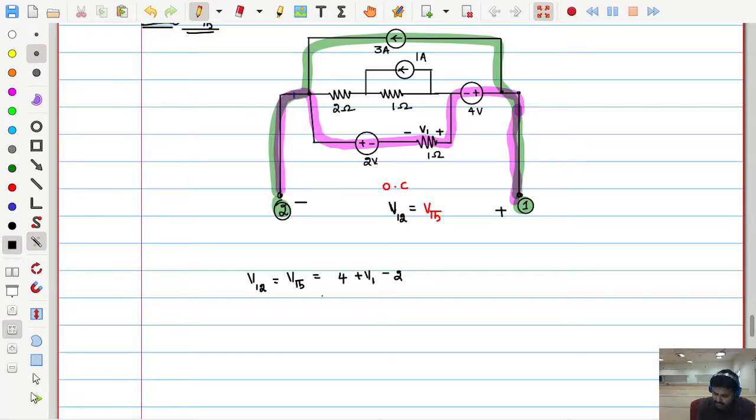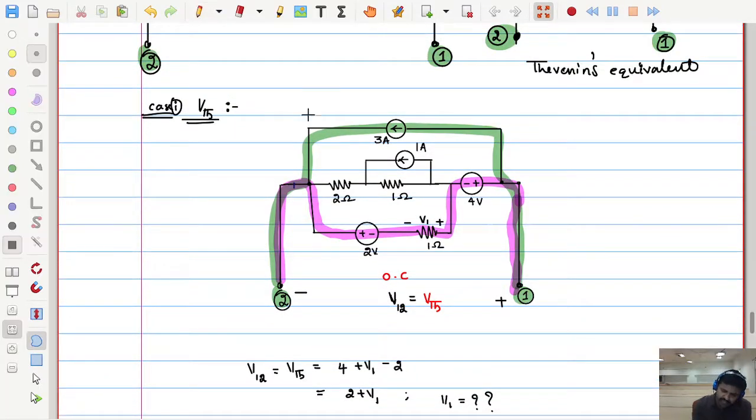Now in this everything is known, but this V1 is not known. So 2 plus V1 is the VTH. Now think of how I can get V1 by using any method. Ultimately what I need as of now is how much V1 is. Once I know V1, I will get the VTH. Now try to work out finding V1.